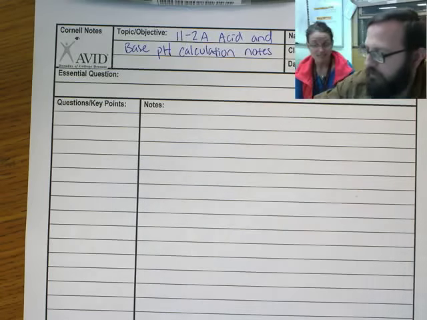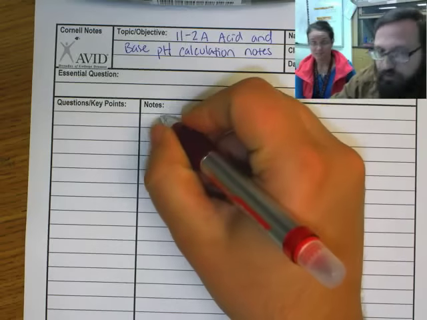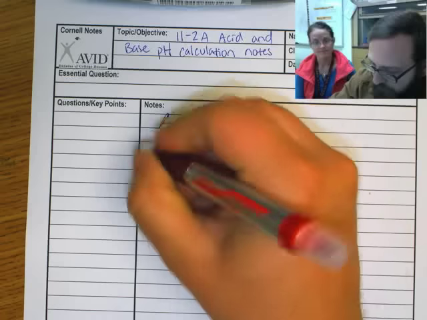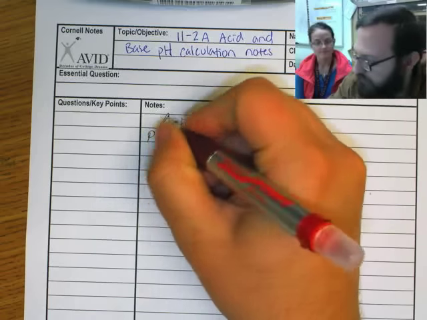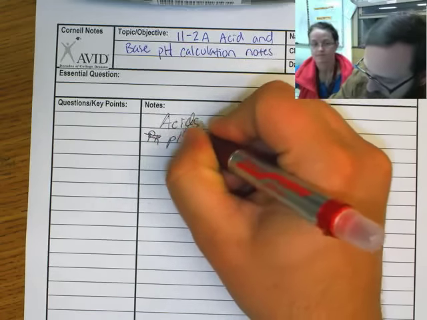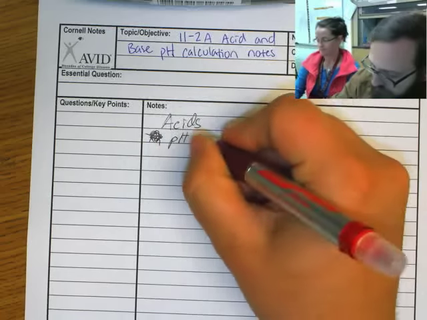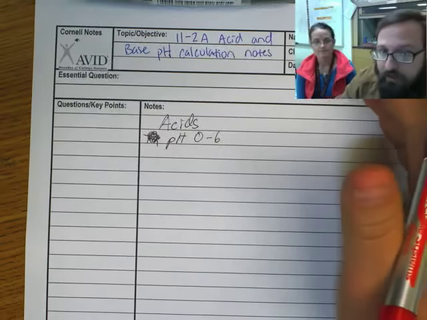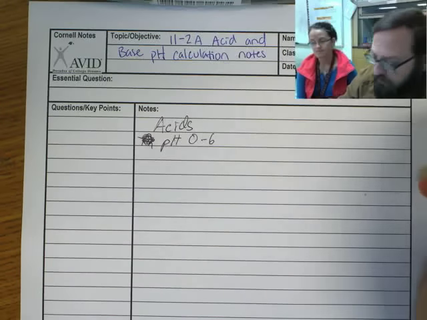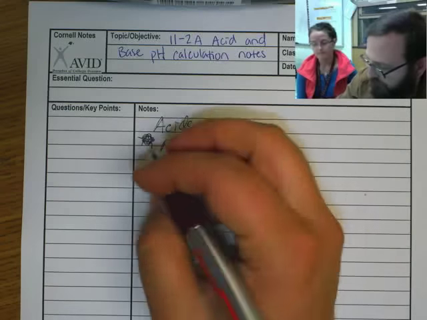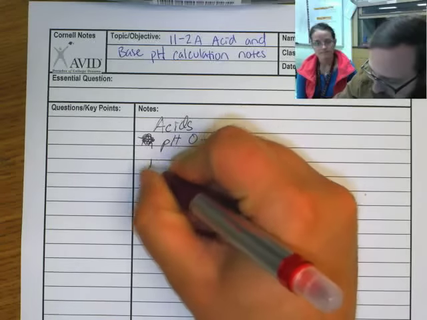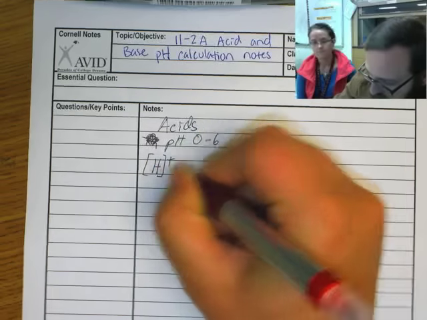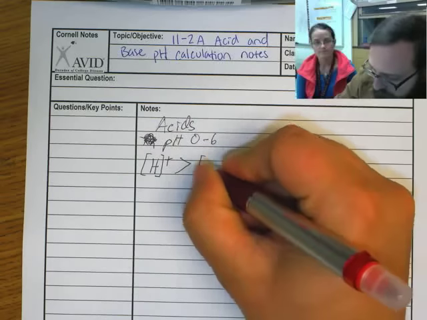Right. So that means the pH would be 0 through 6. So acids have a pH, I always get those backwards, lowercase p, capital H, of 0 to 6-ish. 6.5 is still technically an acid. And so that's going to have a lot more H plus ions than OH minus ions.